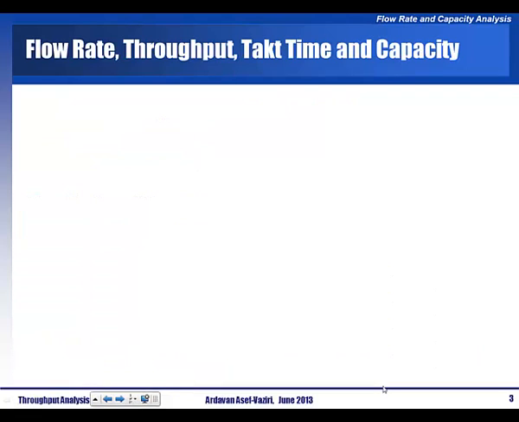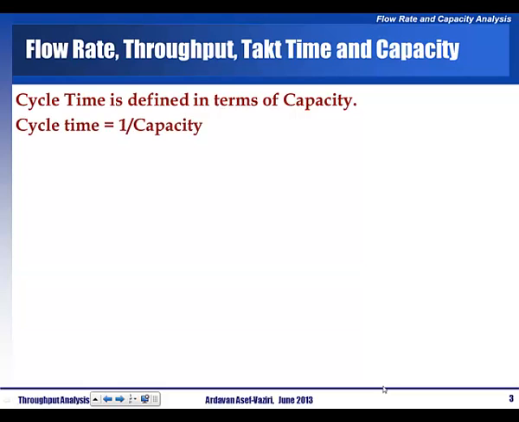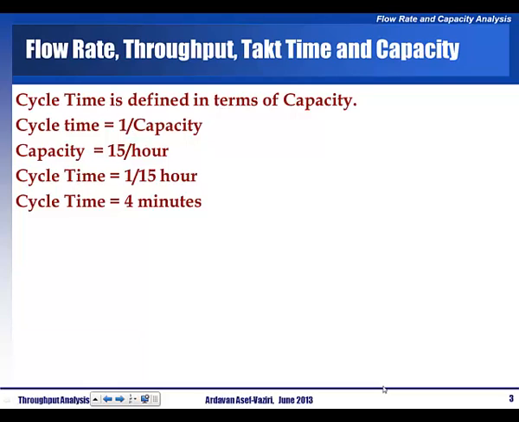Here I want to explain the difference between cycle time and takt time. Cycle time is related to capacity. Takt time is related to throughput or demand. Cycle time is 1 over capacity. We went through this discussion before. For example, we may say capacity is 15 flow units per hour. In that case, cycle time is 1 over 15 hour. 1 over 15 hour is 4 minutes.